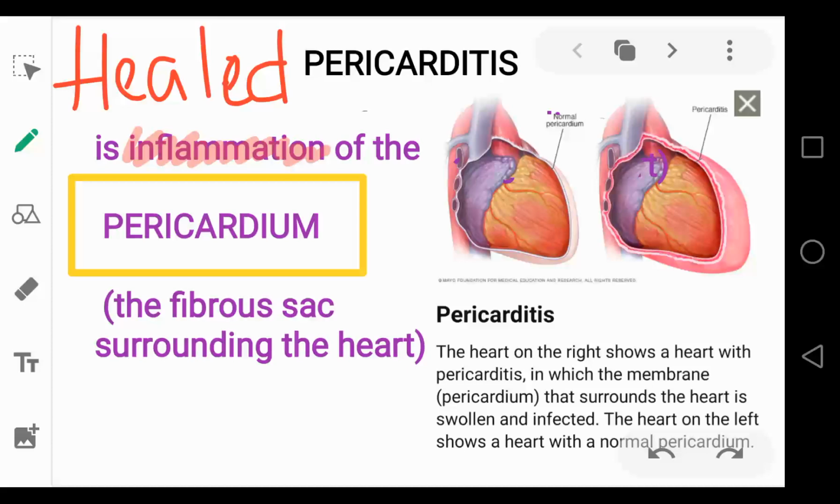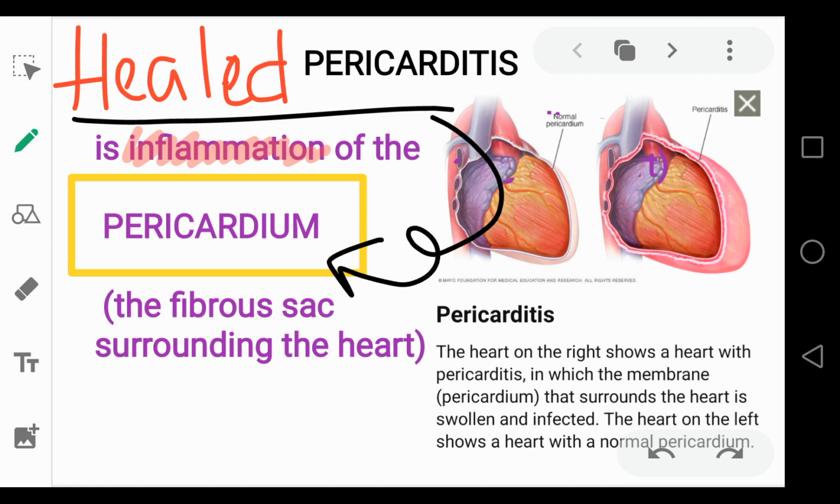Most of us know the types of pericarditis, but only a few good doctors know the types of healed pericarditis. So the topic for today is types of healed pericarditis. Pericarditis is the inflammation of pericardium, which is a fibrous sac surrounding the heart. Let's see what happens when this pericarditis heals.